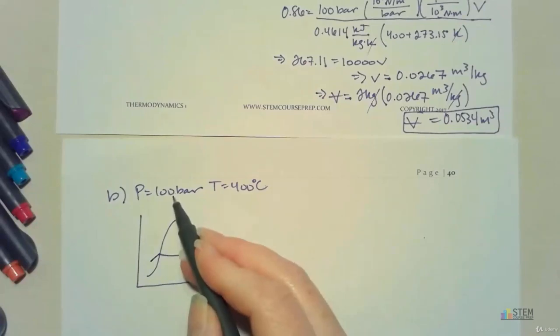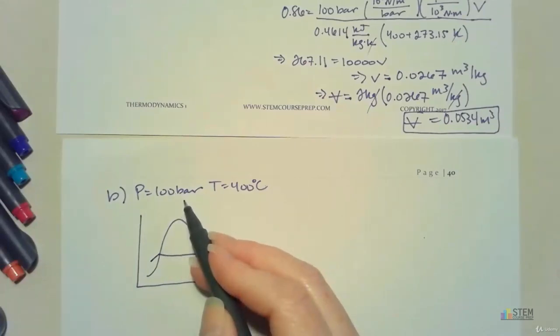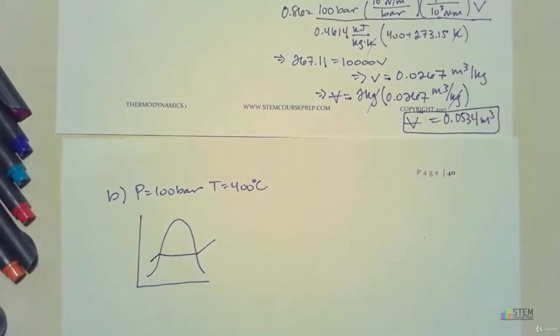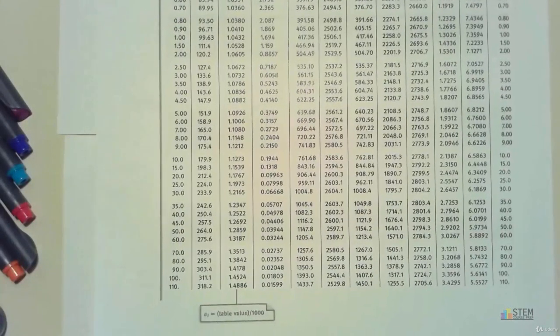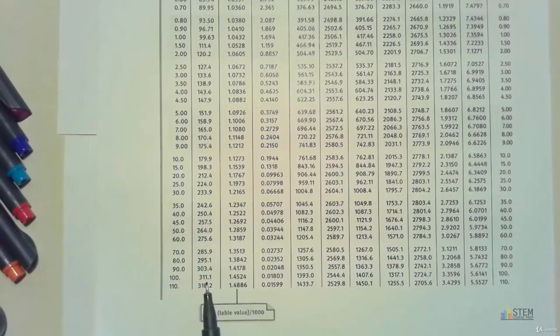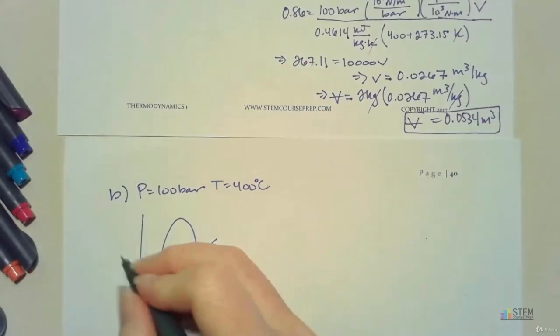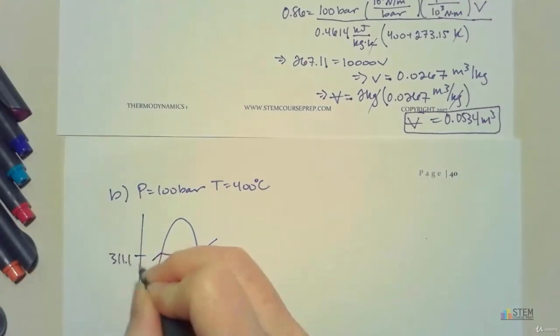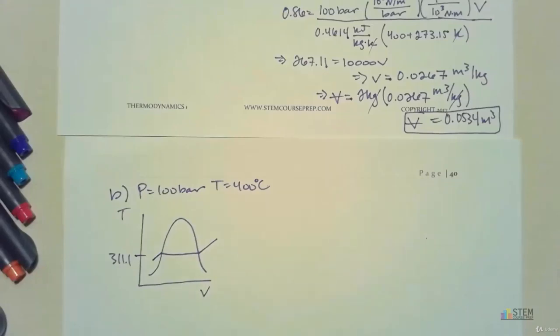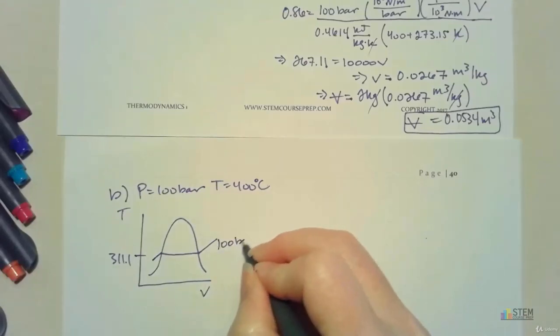Now, let's start with this pressure. We've got a pressure of 100 bar. Let's look in the liquid vapor table and figure out what the saturation temperature is. If you go to table A3, which is the pressure table, find 100, here it is down here at the bottom, we have a saturation temperature of 311.1. Now that we know that, we can put that right here. Remember, that's temperature, that's V. And this was for 100 bar.